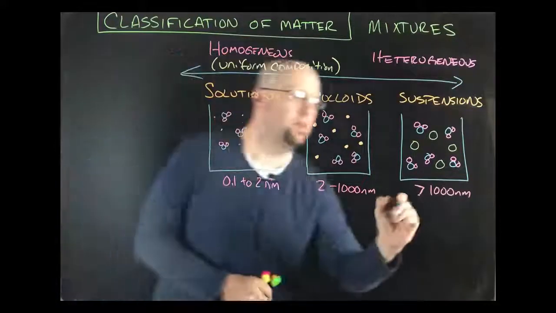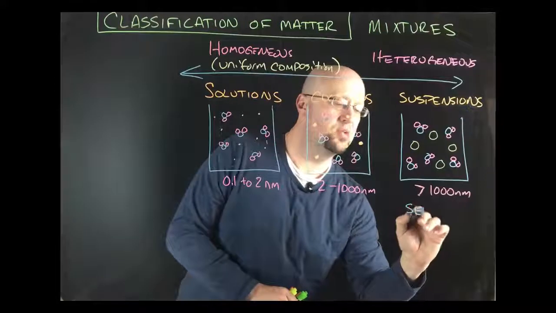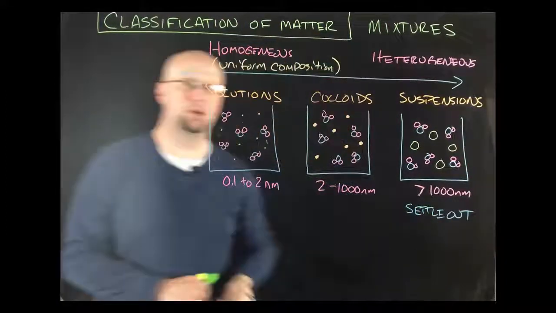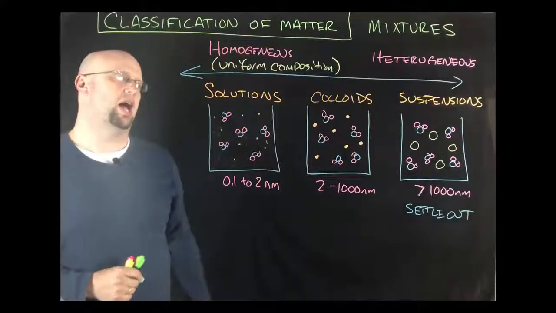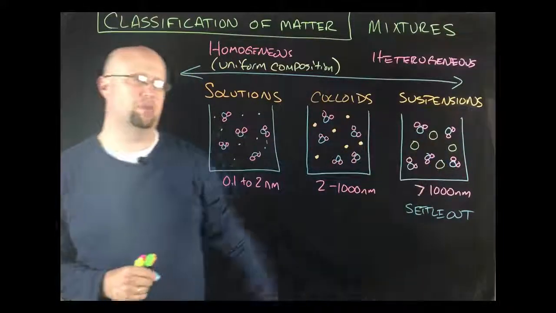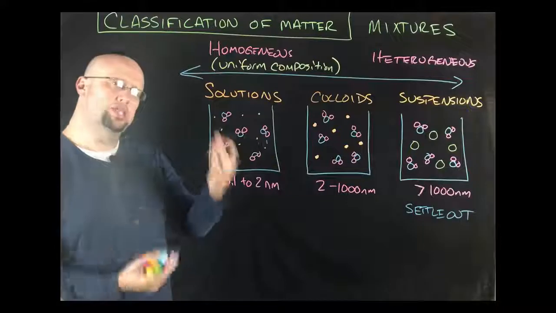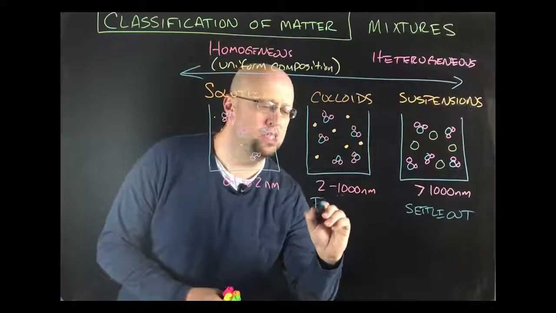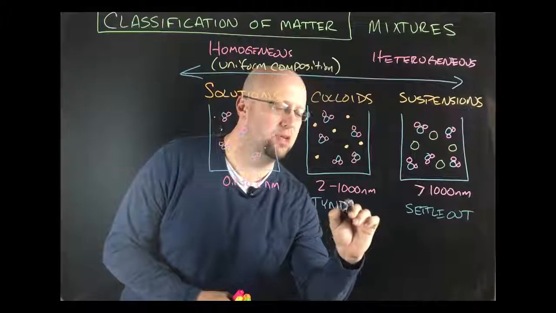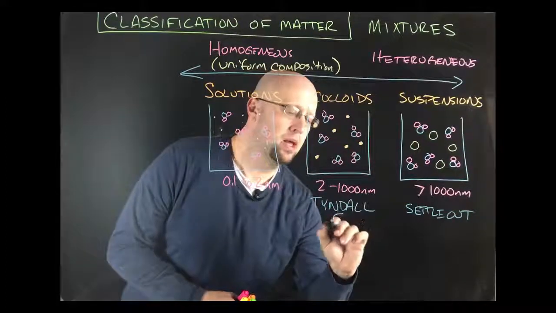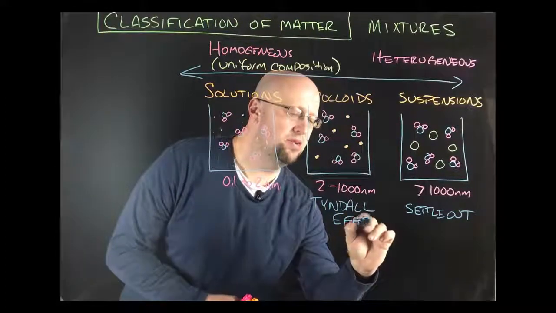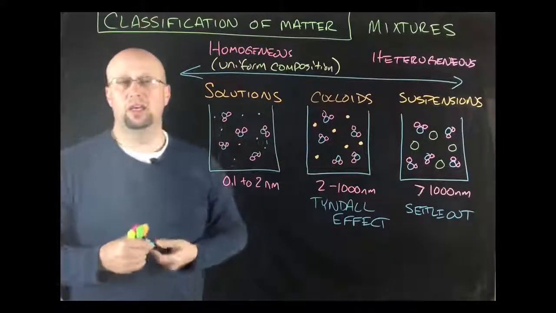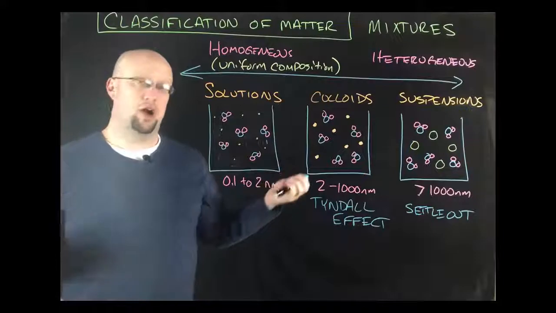So to tell the difference between them, suspensions will settle out. In other words, if you left them out for a little bit of time, the particles are going to fall out of the container or fall down to the bottom of the container. In the case of colloids, things aren't really going to settle out given normal circumstances, but colloids exhibit what we call the Tyndall Effect. And what the Tyndall Effect means is that if you shine light through them, they look really foggy. And so again, fog is a great example of that.